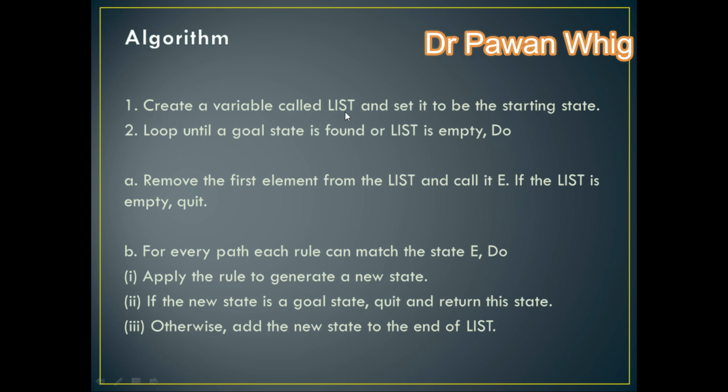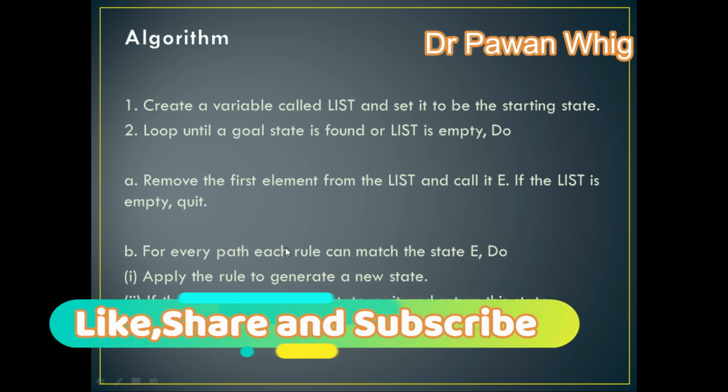Create a variable called list and loop until a goal state is found or the list is empty. Remove the first element from the list and call it E. If the list is empty, quit. Otherwise, for every rule that matches the state E, do these three things. Apply the rule to generate the new state. If the new state is a goal state, quit. Otherwise, add the new state to the end of the list. So till the time the list gets empty, you have to follow this algorithm. This is very easy to implement. I'll show you its practical use.